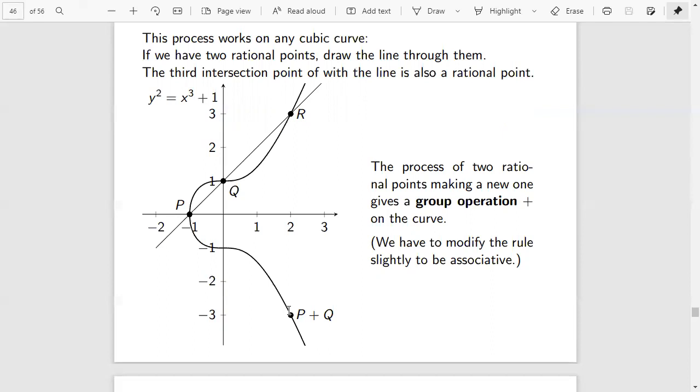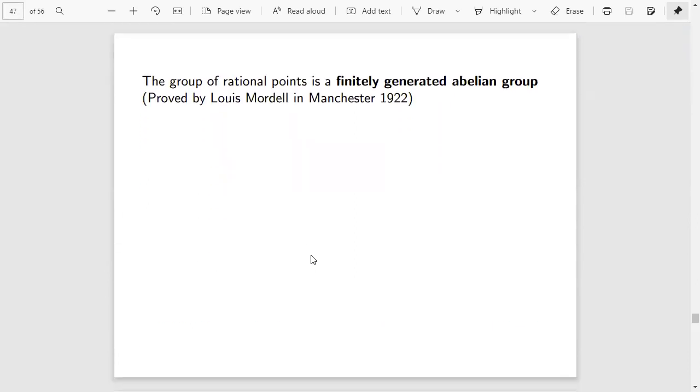And therefore we get a group where we can add 2 points and produce a third one. And this group is a finitely generated abelian group. This is a theorem that was proved by Louis Mordell here in Manchester in 1922. So abelian group, because, well, the process we did, you draw a line through 2 points. It doesn't matter whether you're doing p plus q or q plus p to do that.